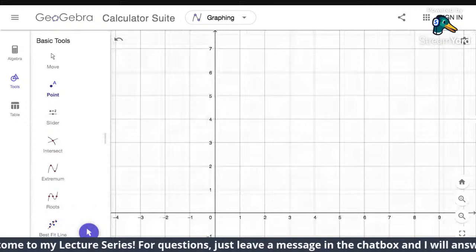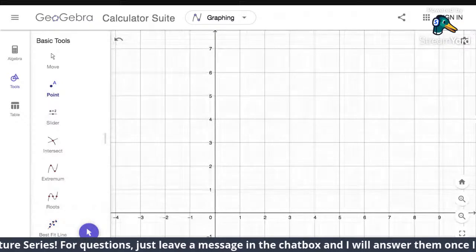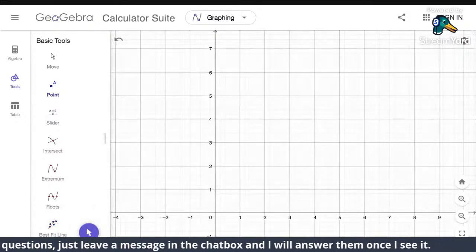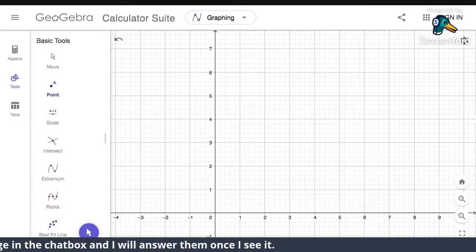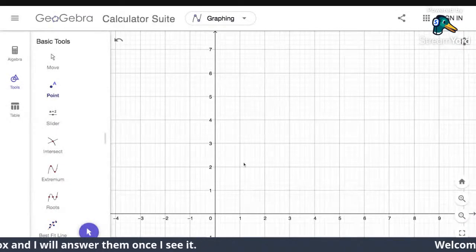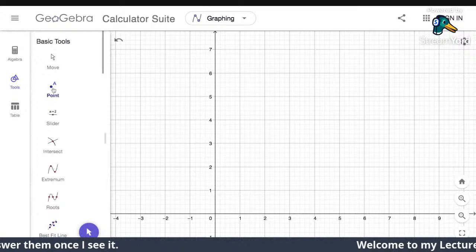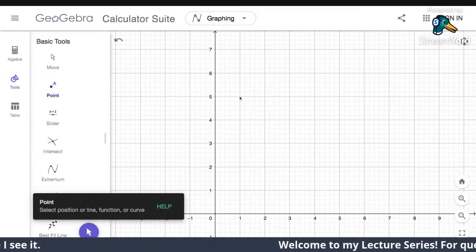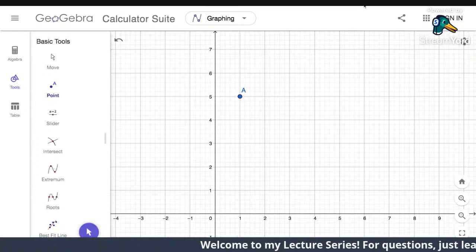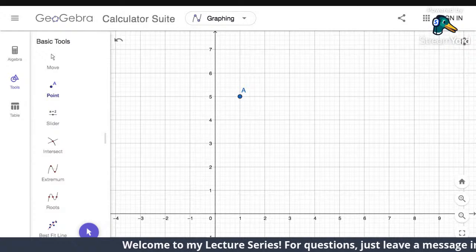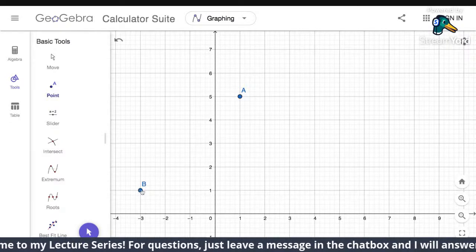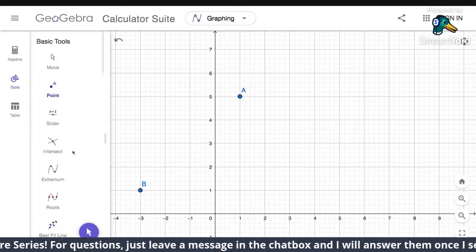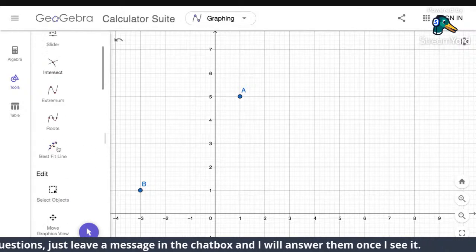Okay, so let's see the problem. We're going to find the midpoint of the point A, 1, 5. So let's see where that is. So this is point A, 1, 5, I mean. And we have negative 3, negative 1. So that's it. Then let's see if we can connect it.